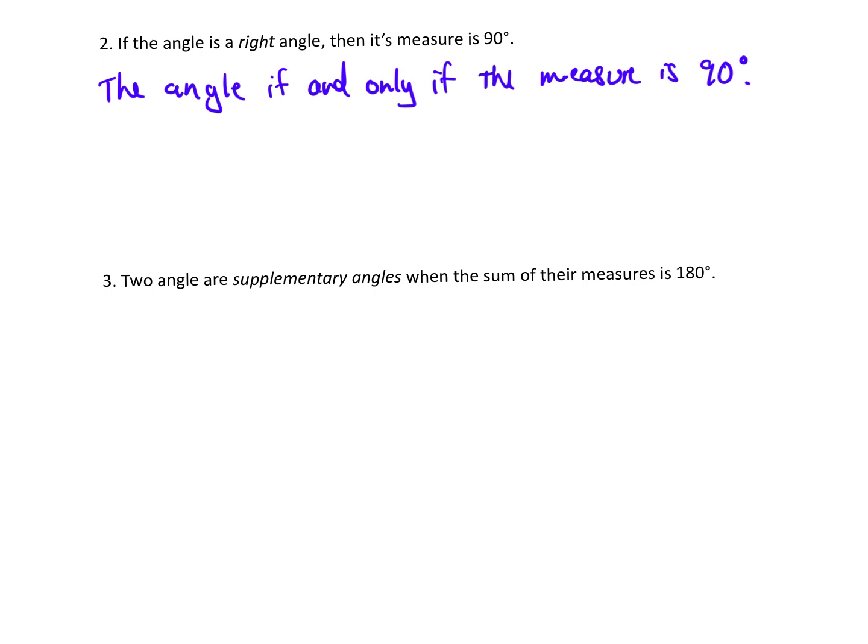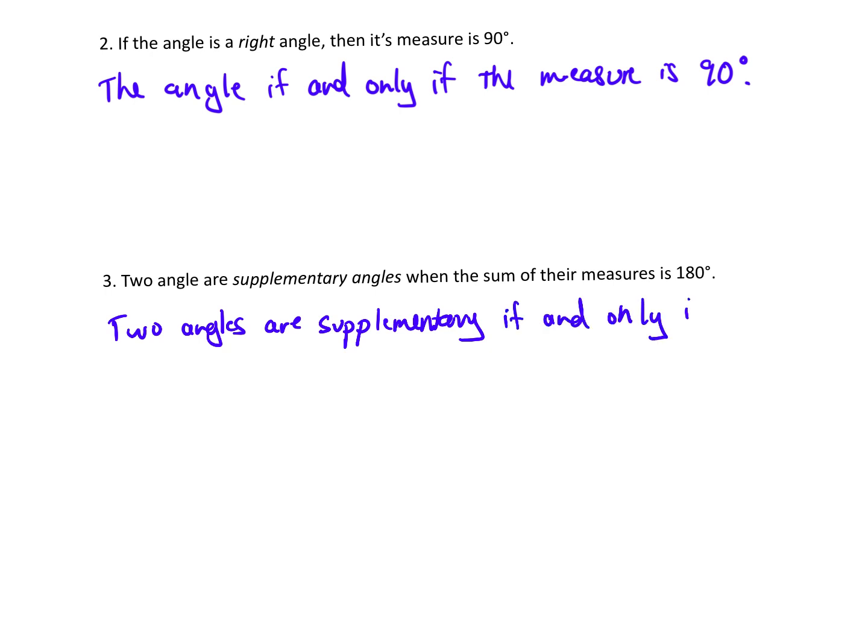And finally, number 3, two angles are supplementary angles when the sum of their measure is 180. So we can say two angles are supplementary, and we have to put in the phrase if and only if the sum is 180 degrees. And that is it.